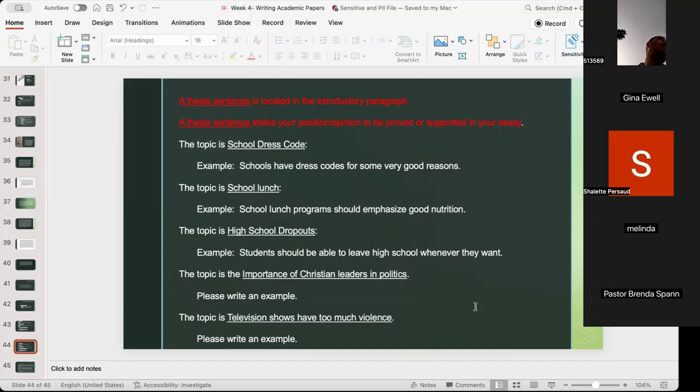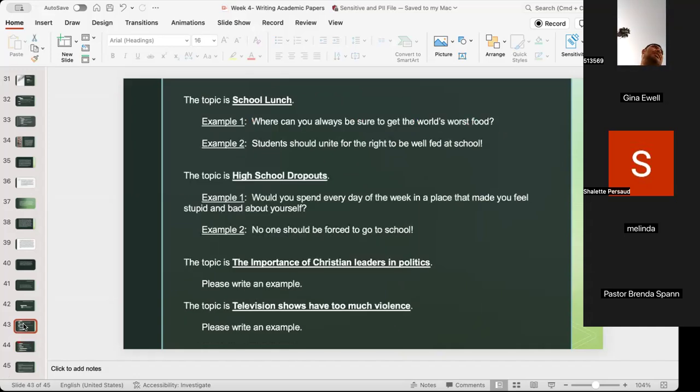So okay, suppose I'm writing about school dress code, okay? And I say my grabber sentence. What was my grabber sentence about school dress code back here?